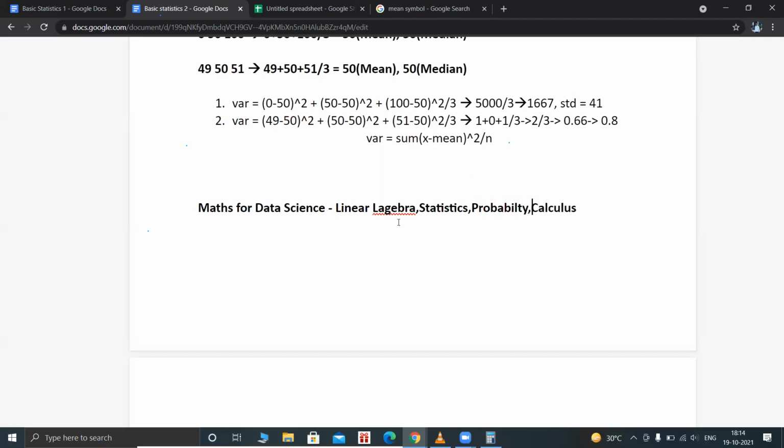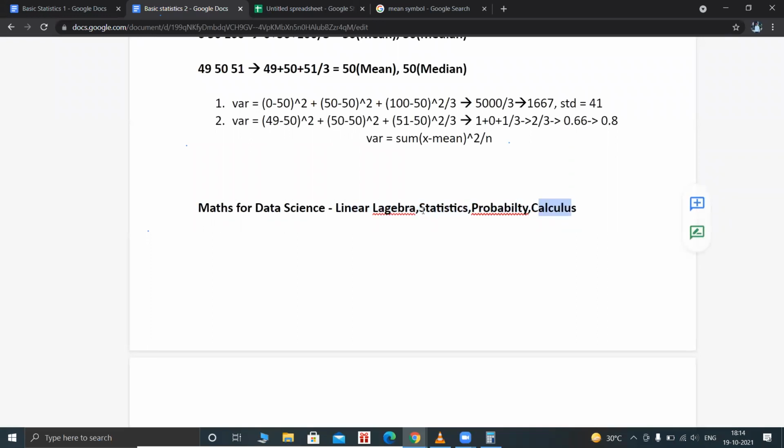Okay, so these are the 4 important topics for math for data science. So don't worry, I'll definitely cover each and everything, but it's all up to you how you do the research beyond my actual class. It's all about understanding each and every concept. Calculus is also a very important topic.